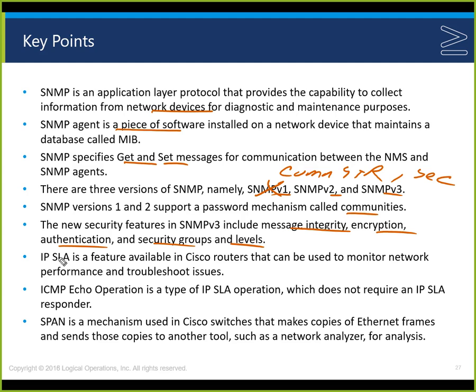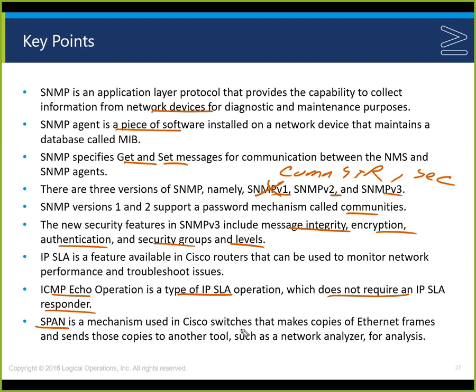The IP SLA, service level agreement, available in the routers can be used to monitor network performance and troubleshoot issues. The ICMP echo operation is a type of SLA which does not require an SLA responder, because we would expect something at the other end could be set up to respond to us.